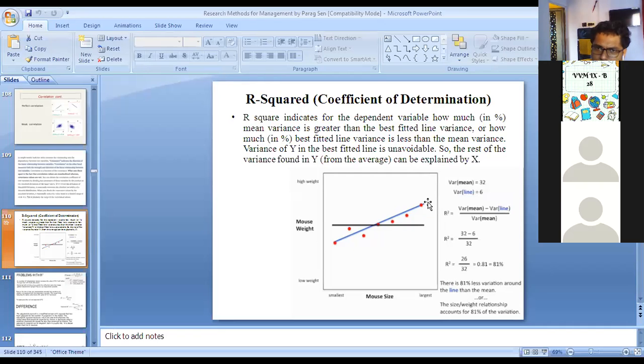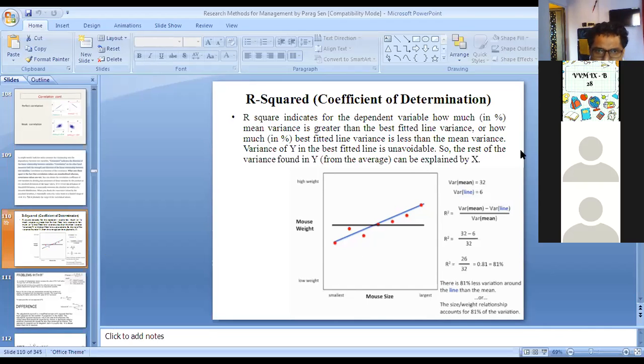Which is actually unavoidable variance, or you can say this is also the uncommon variance. The error variance and the unique variance together, you can term as the uncommon variance. So the variance that you are able to see here is because of only this variance.